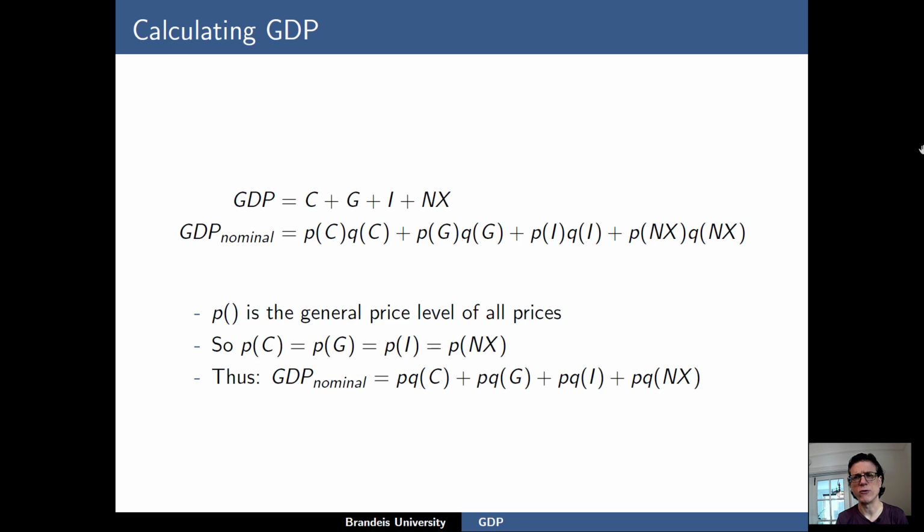The thing about these price levels is that they are actually all the same, so they are all equal. And so we can simplify this a little bit because we don't need prices to be a function of each individual part. All we have is that the GDP nominal calculation is the price level times the quantity of consumption, the price level times government spending, the price level times the amount of investment, and the price level times net exports. Now, you know from algebra, if that P is in every single one of those terms, we can just factor that out of the GDP calculation and just have prices and then a parenthesis and then times all of these things.